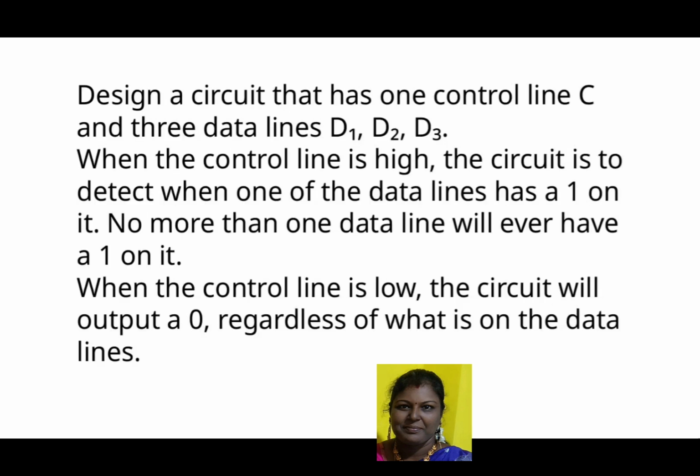Let's design a circuit with 1 control line, called C, and 3 data lines D1, D2, and D3. When the control line is high, the circuit needs to detect if any one of the data lines carries a 1. We know that only one data line will ever be high at a time. But when the control line is low, the output should always be 0, no matter what the data lines show. This setup gives us a clear way to control when the circuit responds to the data inputs.